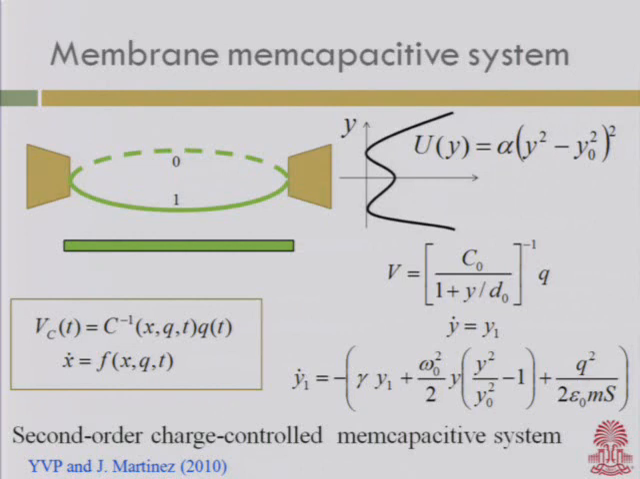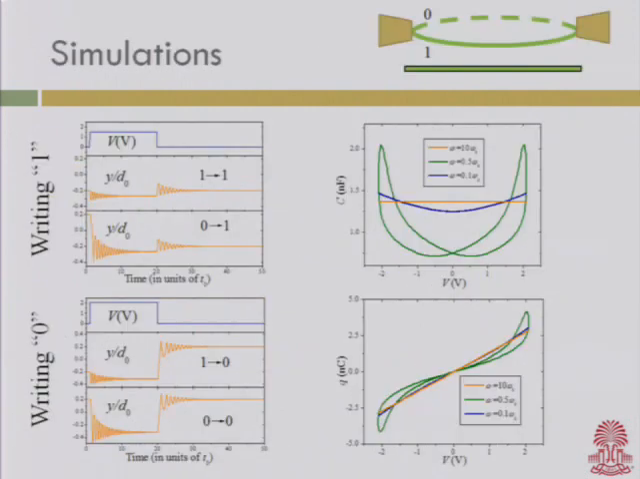To model the system, we use just a double well potential, and this is the result of simulation. At a certain parameter, we again obtain a typical behavior of a capacitive system. What is interesting here is that the attraction between the plates does not depend on the polarity of the voltage. In any case, the plates will be attracted to each other.